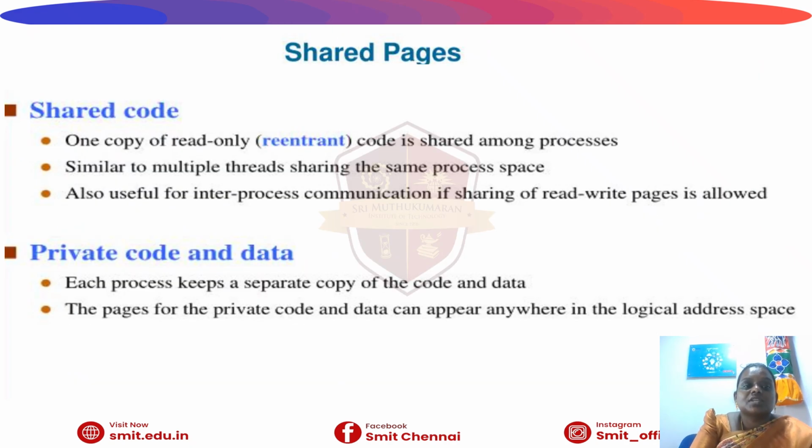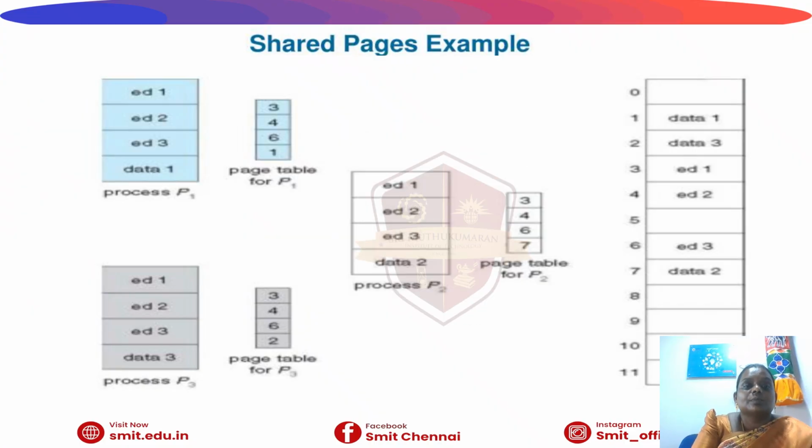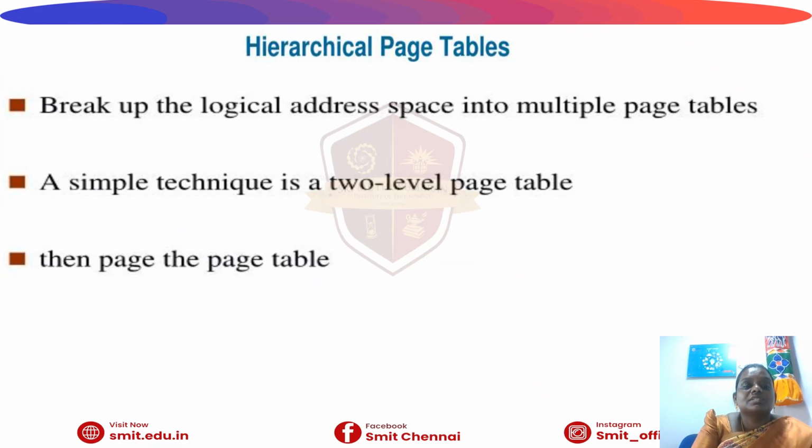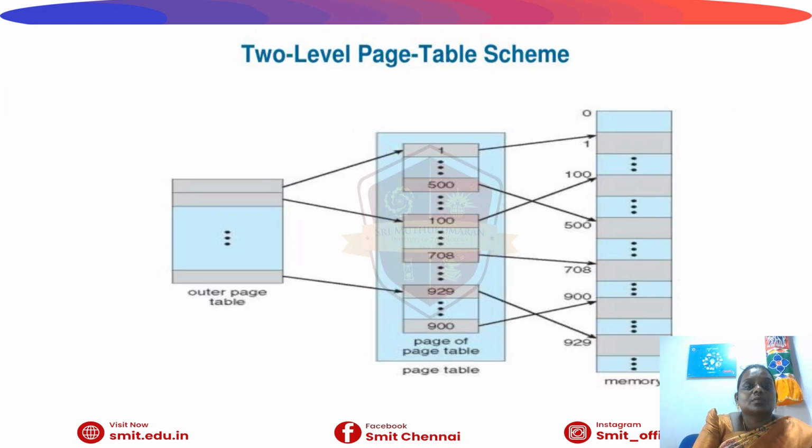In shared pages, for shared code, one copy of read-only code is shared among processes. In private code and data, each process keeps a separate copy of the code and data. This is the example for shared pages. And then the structure of the page table, which can be huge using a straightforward method. Then the hierarchical page table is a simple technique: have a two-level page table, and break up the logical address space into multiple page tables. This is the example for the two-level page table scheme.